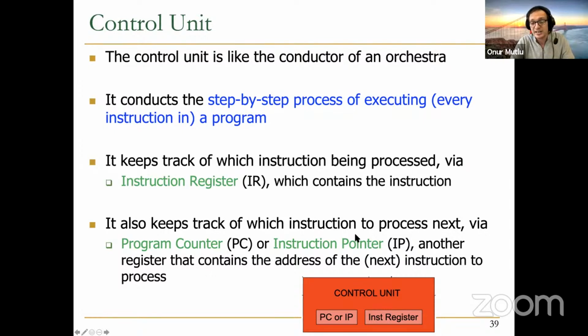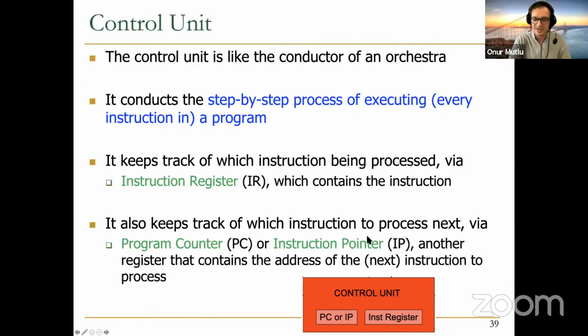Program counter, instruction pointer. Program counter is not a great name. Basically, it counts. You start from location 0 and you keep incrementing it. But I like the instruction pointer because it's really a pointer to the instruction that is going to be processed next. There's one instruction that's being processed, that's in the instruction register. And PC or IP points to the instruction that's going to be processed next. IP is a nice terminology, I think.